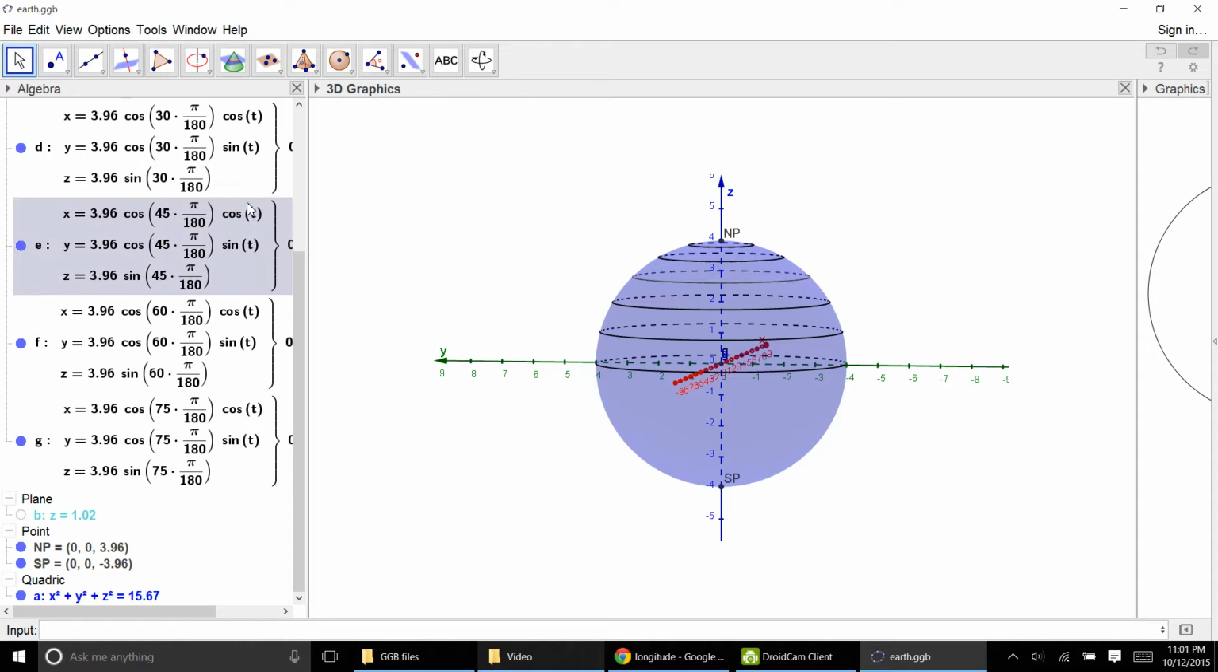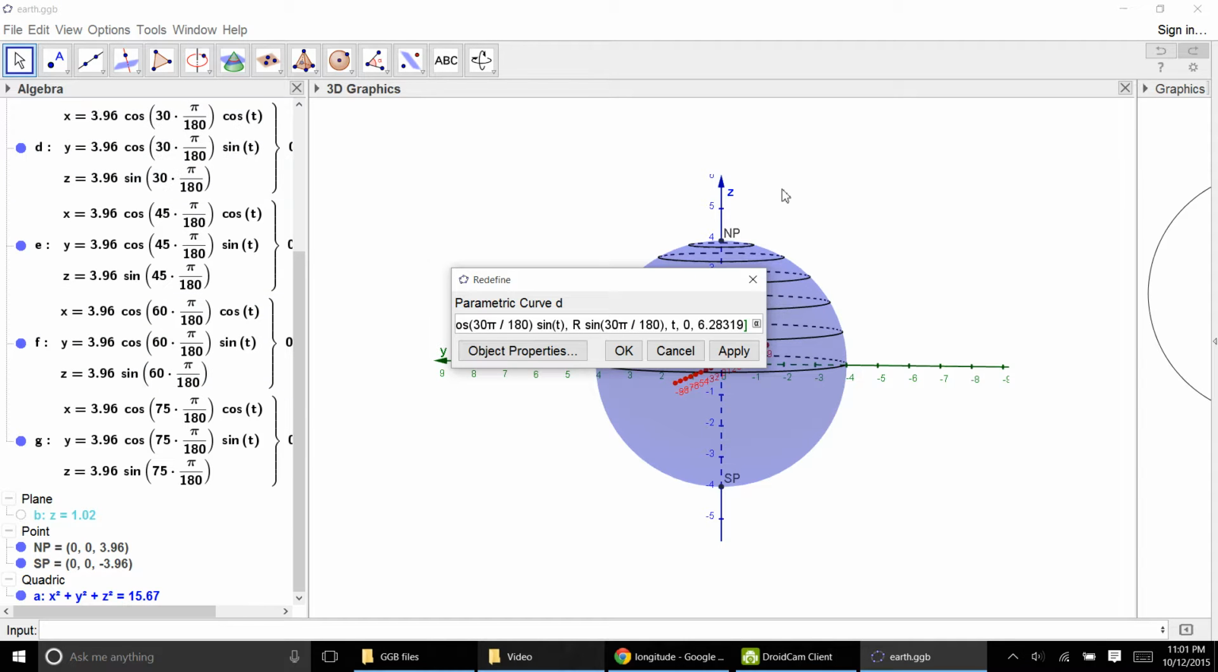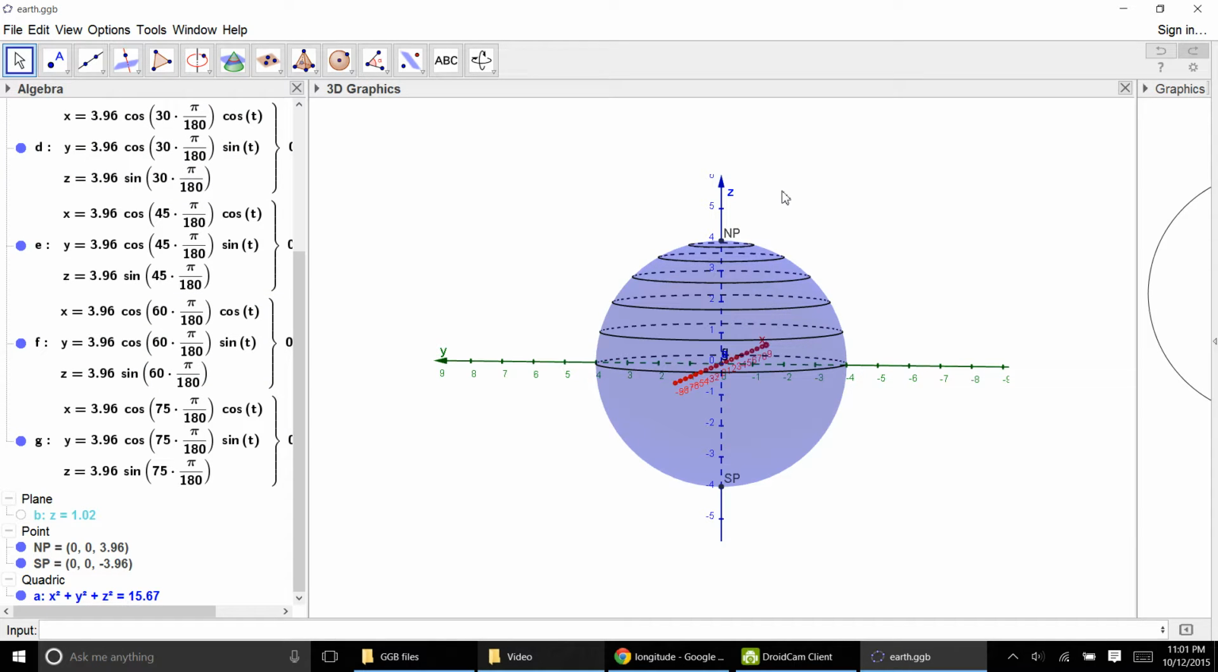Now let's get the bottom half. We just do these with negatives. So select all, copy, put it down here and just put negatives everywhere.